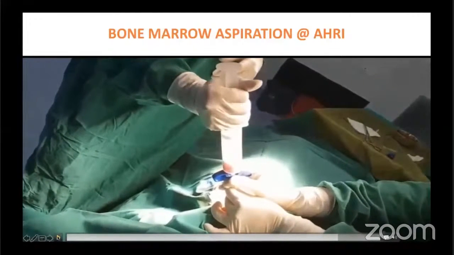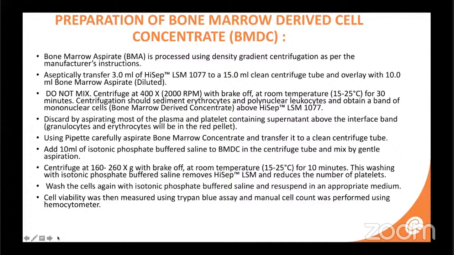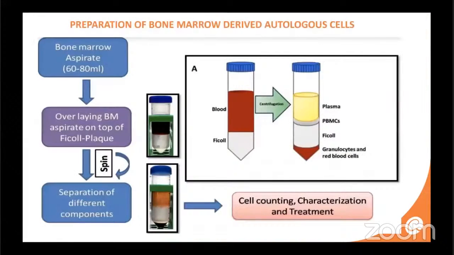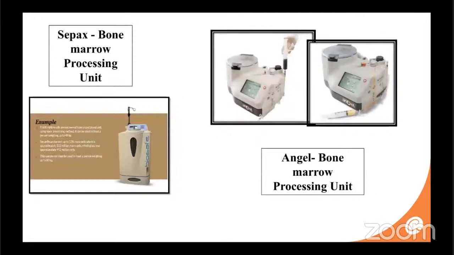Now, once this is done, it is sent to the lab, wherein stem cells are isolated from the bone marrow aspirate. This is the procedure wherein the bone marrow aspirate is overlaid on top of Ficoll-Paque, and hence it is separated into different components, after which cell counting, characterization and treatment are done.